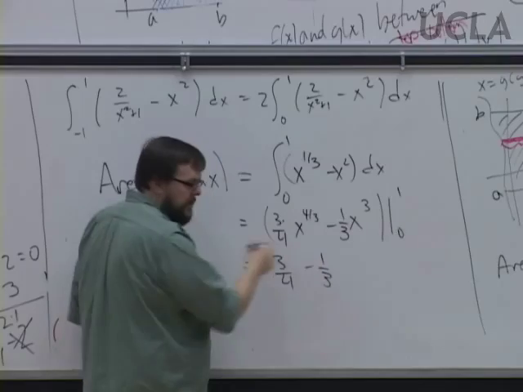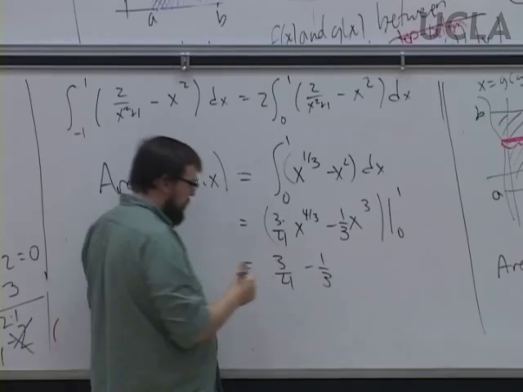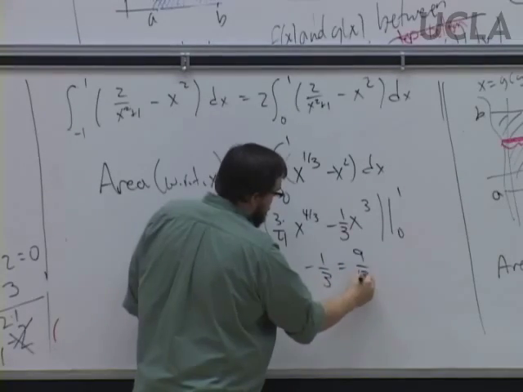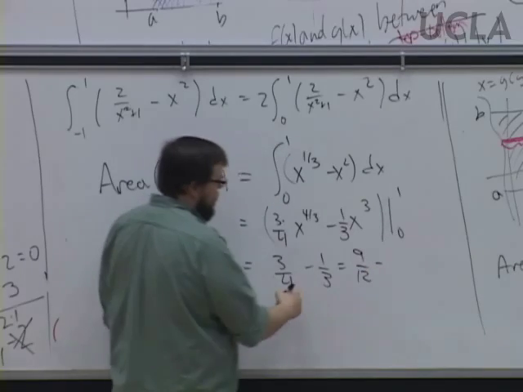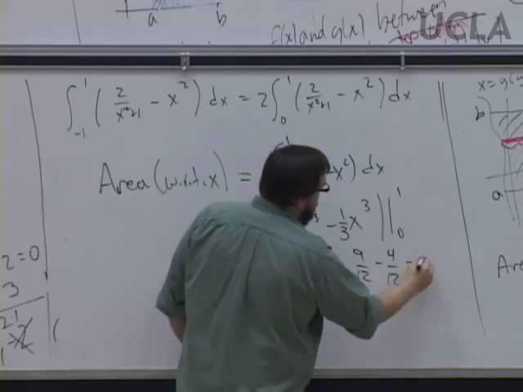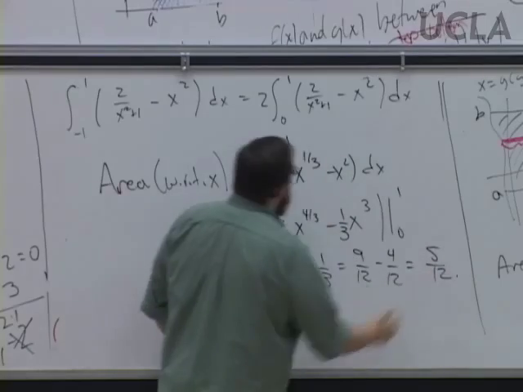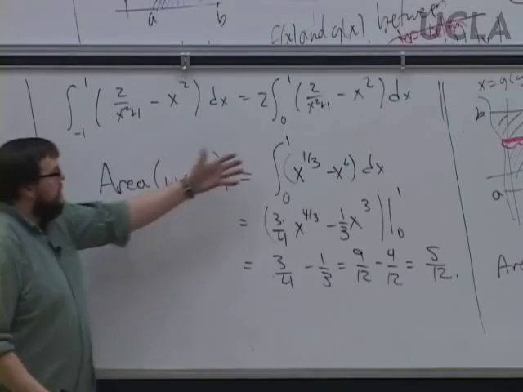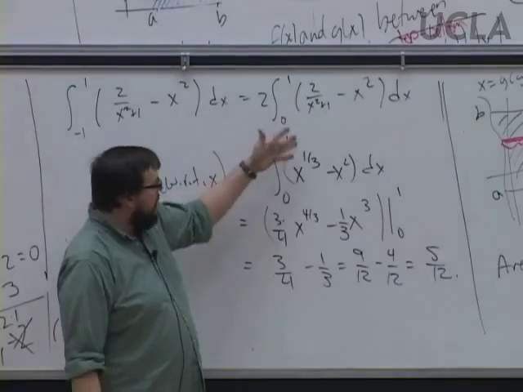Well, what's the common denominator? 12. 9/12 minus 4/12 is 5/12. Okay, so when I integrate with respect to x, here is my integral. I integrate with the top minus the bottom.